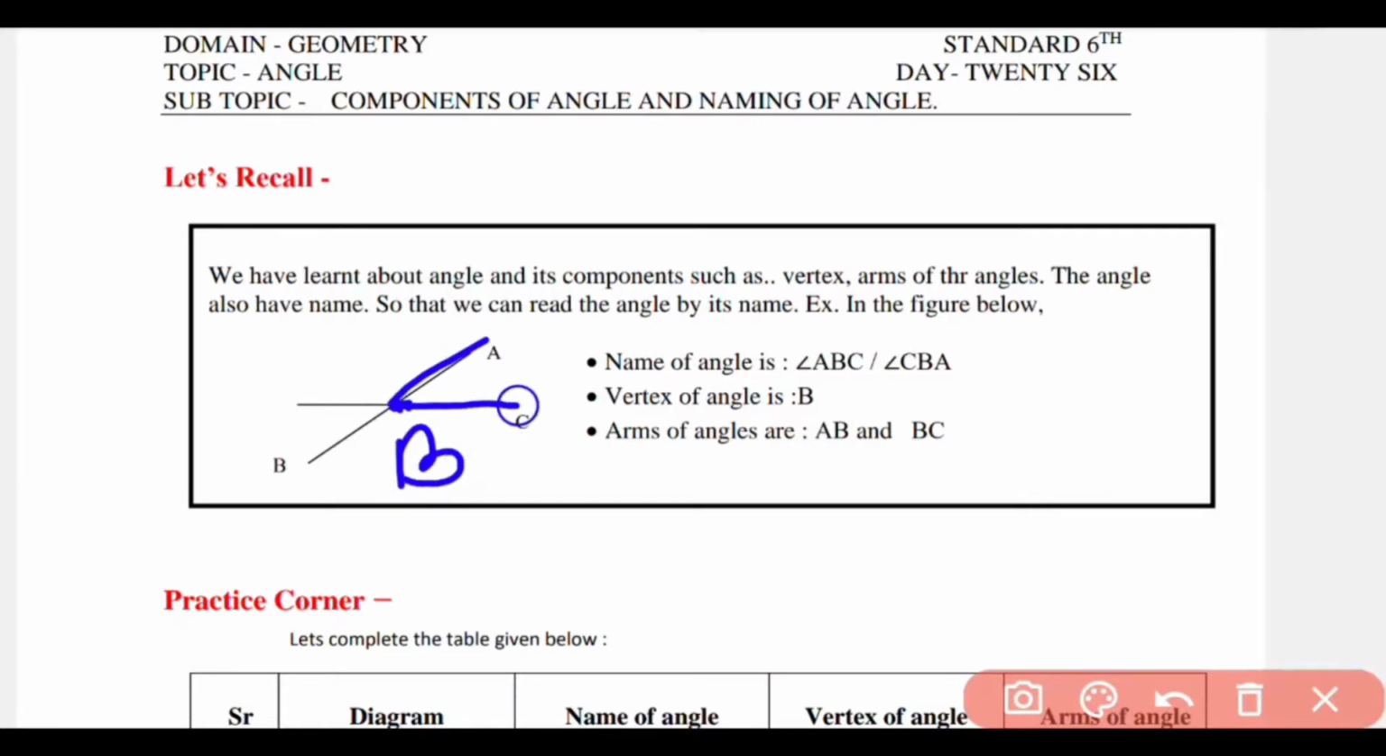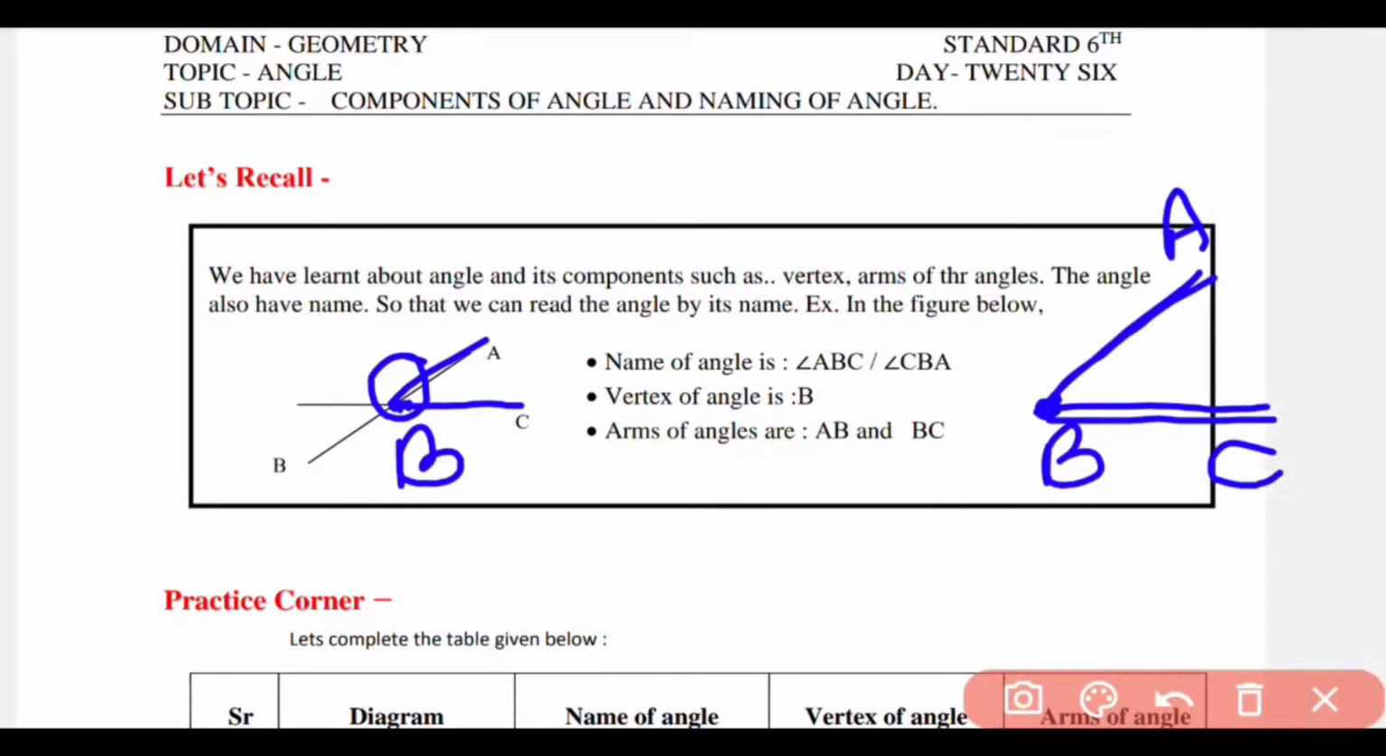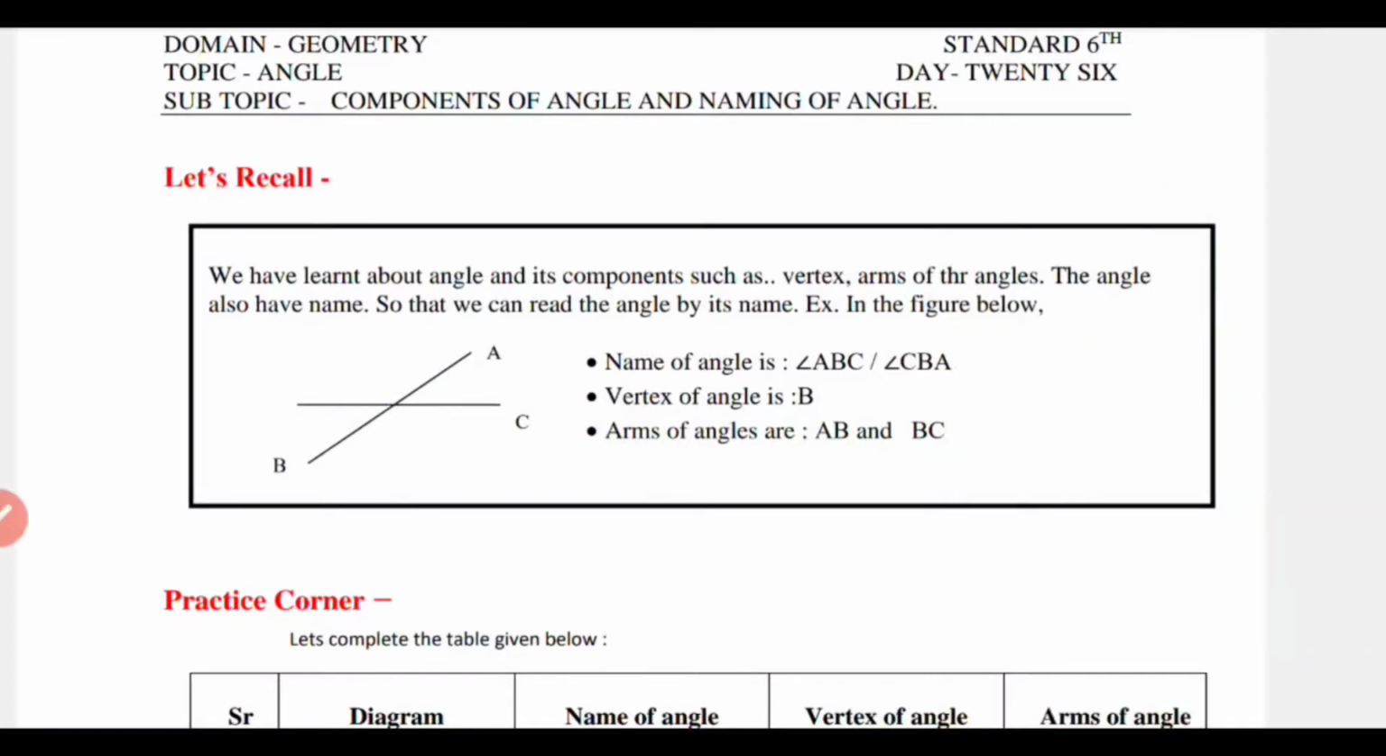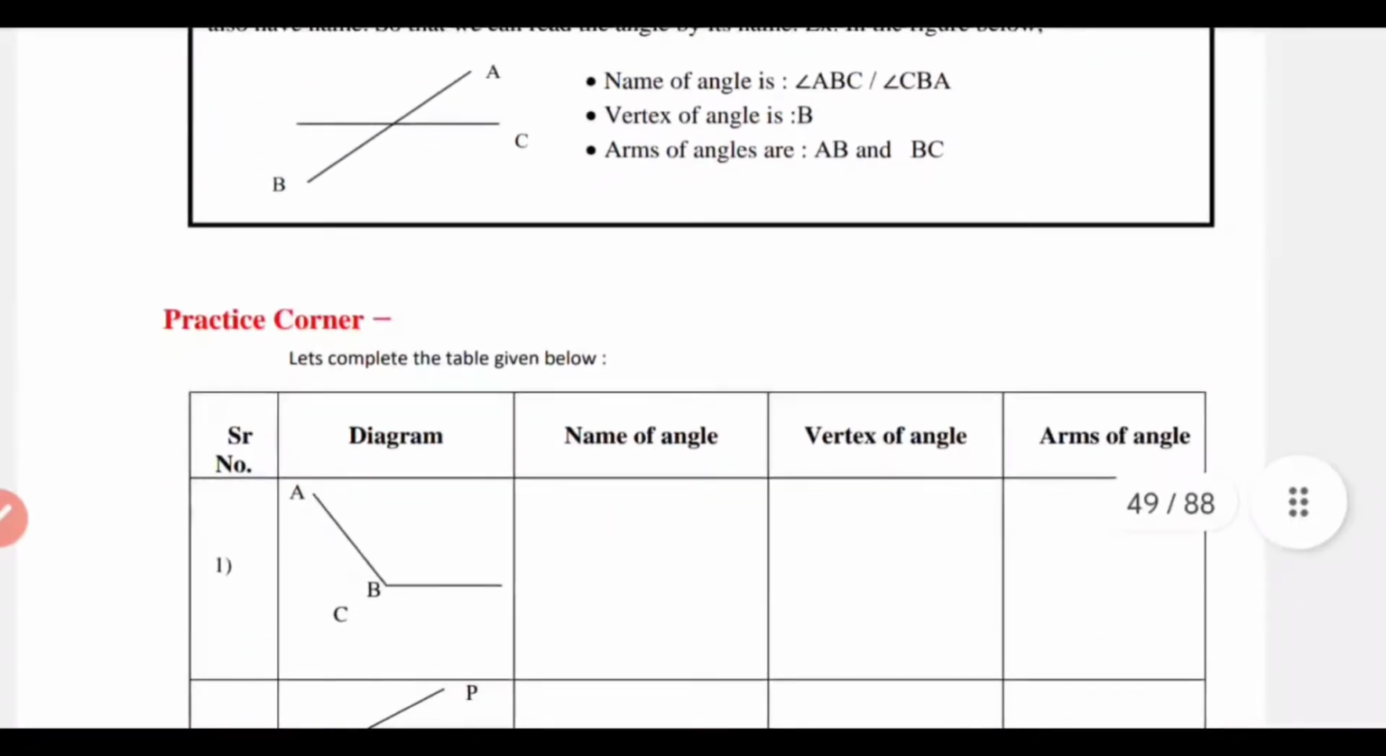So we can see angle ABC here, and the vertex is point B, where two arms join each other. That point is known as the vertex of the angle. So point B is the vertex of this angle. The arms of the angle are arm AB, A to B, one arm, and the second arm is BC. In this way we can write the vertex, the name of the angle and the names of the arms of the angle.